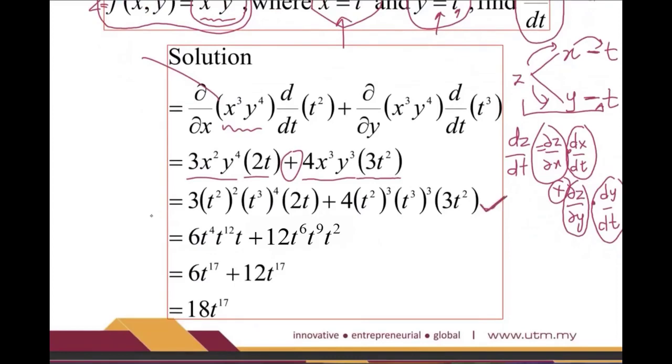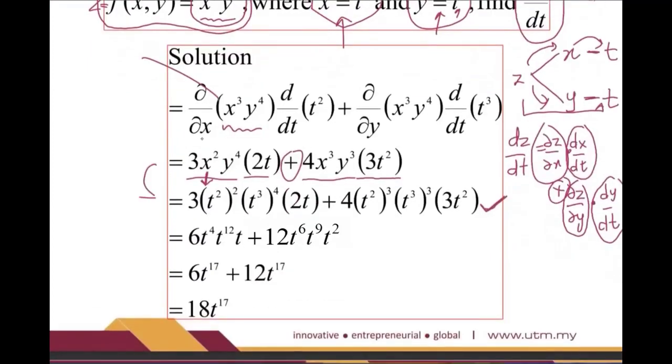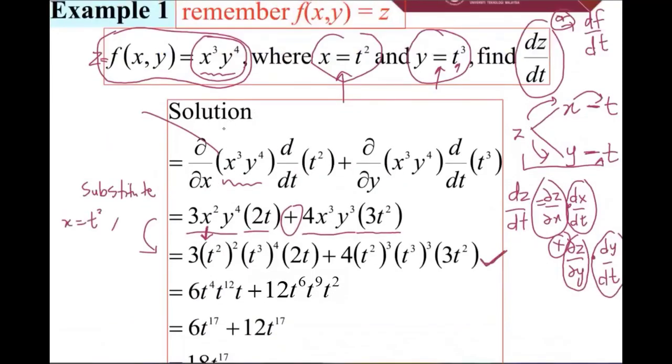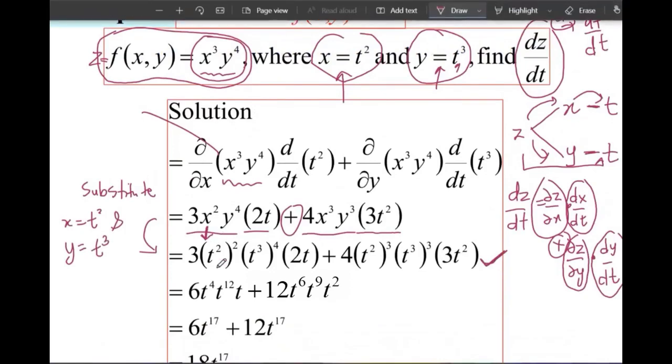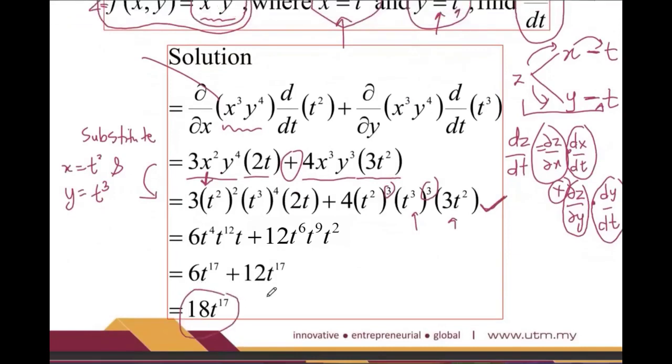What you can do is remember, x is what? x is t squared. So you substitute x equal to t squared and y equal to t to the power of 3. You substitute, then we get 3(t squared) to the power of 2, (t to the power of 3) to the power of 4, times 2t, plus 4(t squared) cubed, and then (t cubed) to the power of 3, and then 3t squared. You simplify, you will get 18t to the power of 17.